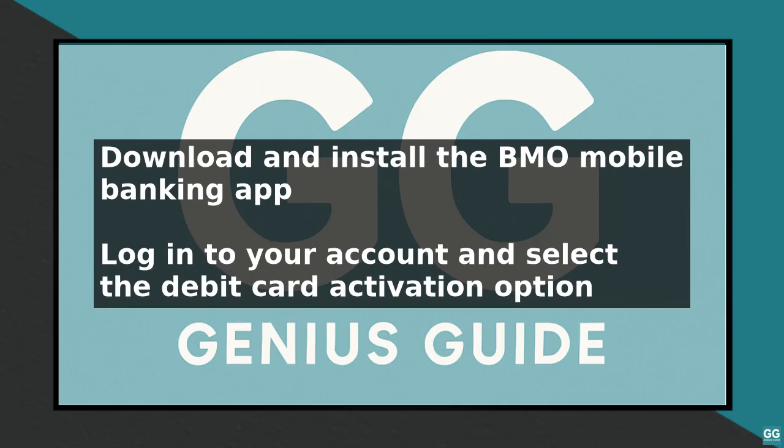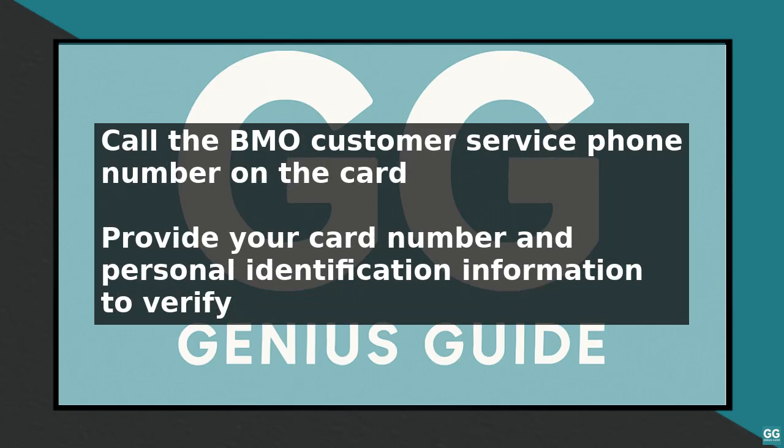You can also activate your debit card by calling the BMO customer service phone number. This number can be found on the back of your debit card or on the BMO website. When you call, be prepared to provide your card number, expiration date, and security code, as well as some personal identification information to verify your identity.